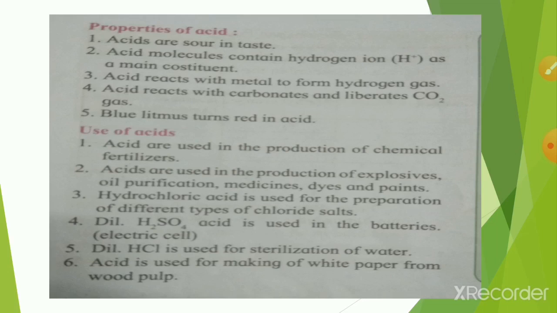Uses of acid. Acids are used in production of chemical fertilizers. Acids are used in production of explosives, oil purification, medicine, dyes, paints. Hydrochloric acid is used for preparation of different types of chloride salts. Dilute H2SO4 acid is used in the batteries, that is electric cell. Dilute HCl is used for sterilization of water. Acid is used for making white paper from wood pulp.